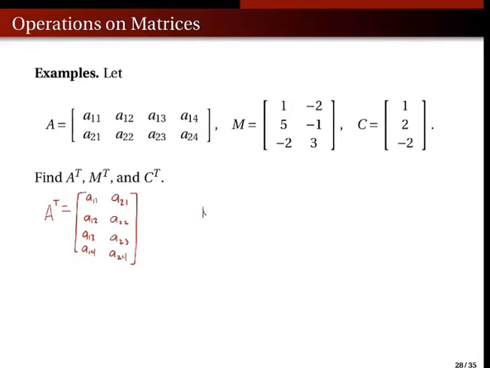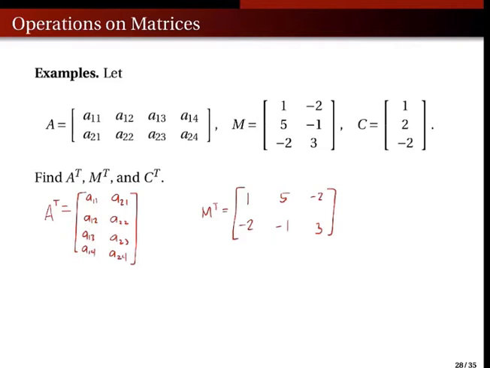So for M transpose, let us look at that. You have your 3 by 2 matrix for M. Rows become columns. So you have 1, -2. That's your first row for M, and the transpose becomes the first column. Second row of M, you have 5, -1. And then the third row of M, you have -2 and 3. Okay? So rows become columns.